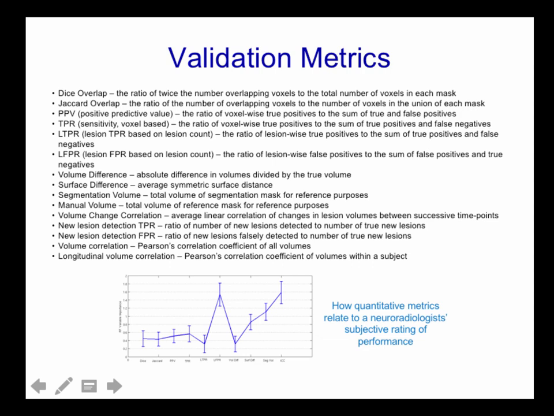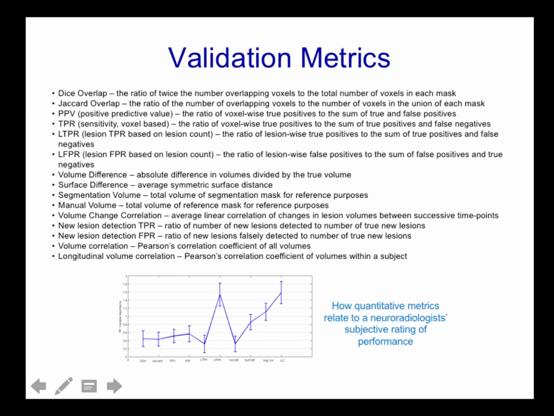And what was kind of interesting here was we actually compared the importance of the different types of metrics to a neuroradiologist's subjective rating of how good a segmentation was. So he looked at the different segmentations and said, okay, this one's good, this one's okay, this one's not so good. And using machine learning, we looked at which metrics related to his rating, what were the important ones. It was actually interesting to see that this lesion false positive ended up being a very important one.